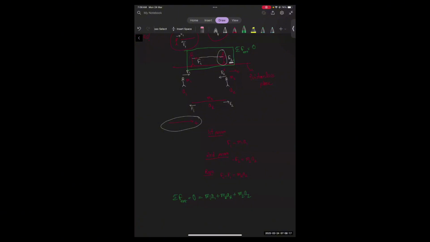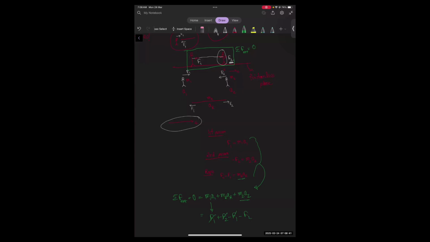All right, then what if we substitute these values and see if it makes sense? If we substitute these values here, let's see what we get. For the first one, we just get F1. For M1A1, you get plus F2 minus F1. And for M2A2, you just get minus F2.